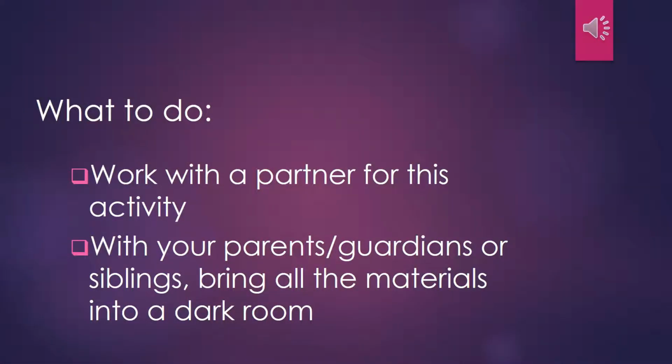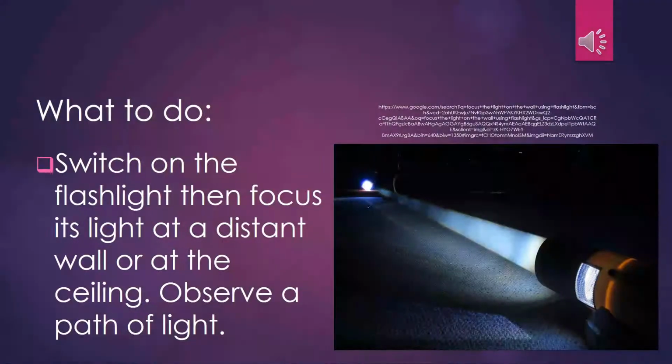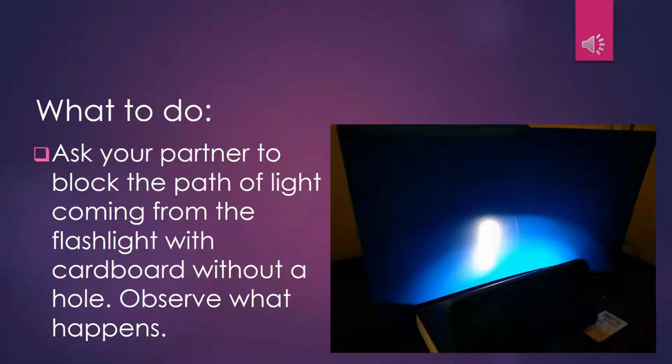Here's the procedure. Work with a parent for this activity. With your parents or guardians or siblings, bring all the materials into a dark room. Switch on the flashlight, then focus its light at the distant wall or at the ceiling. Observe its path of light. Ask your partner to block the path of light coming from the flashlight with the cardboard without a hole. Observe what happens.